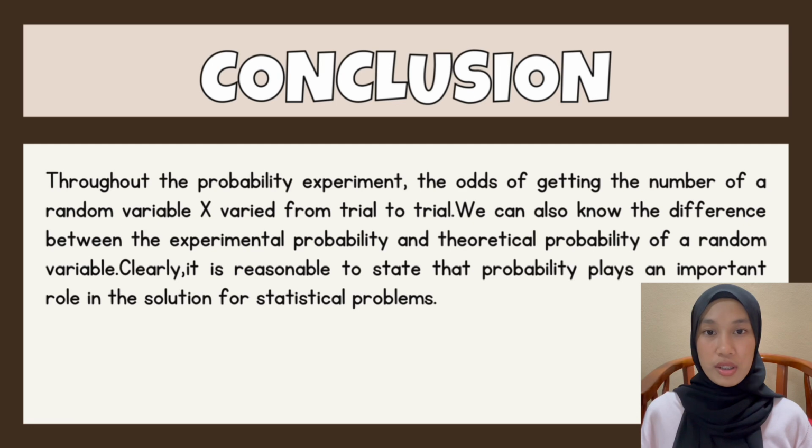For the conclusion, we can conclude that throughout the probability experiment, the odds of getting a number of a random variable x varied from trial to trial. We can also know the difference between the experimental probability and theoretical probability of a random variable. Clearly, it is reasonable to state that probability plays an important role in the solution for statistical problems.